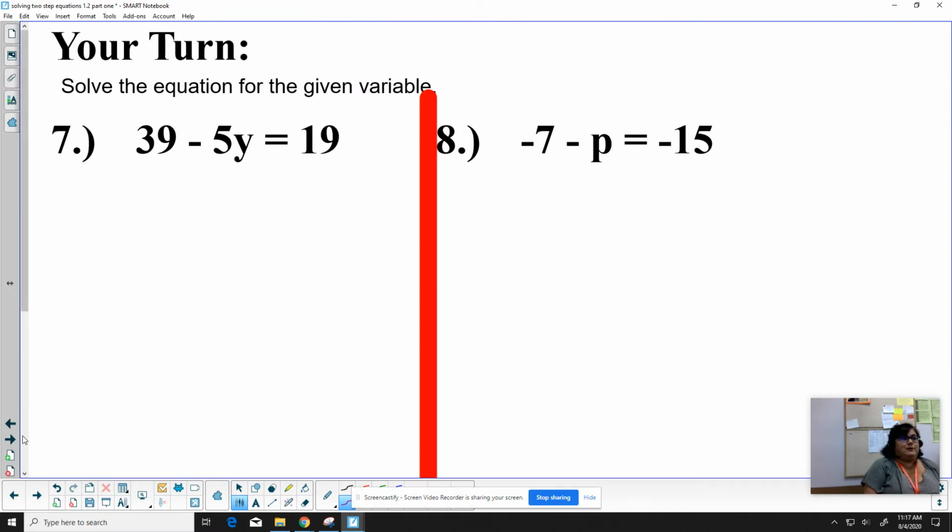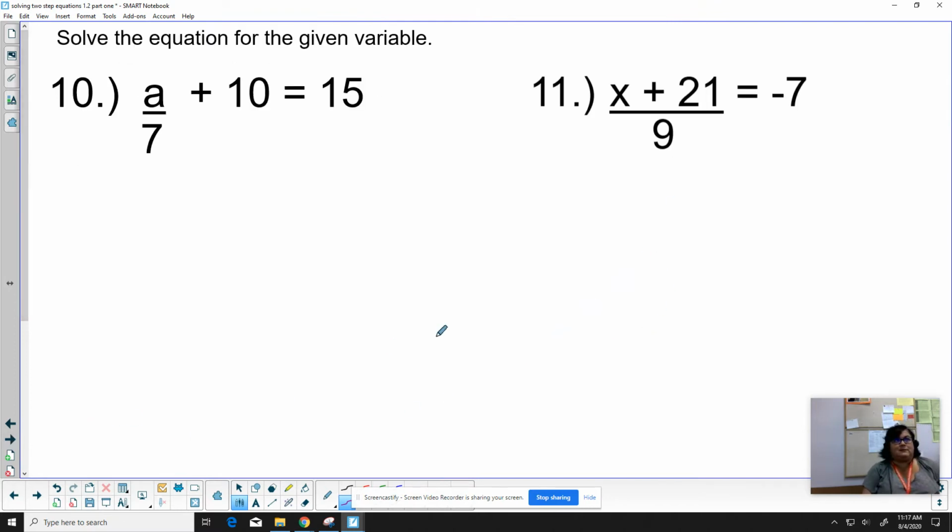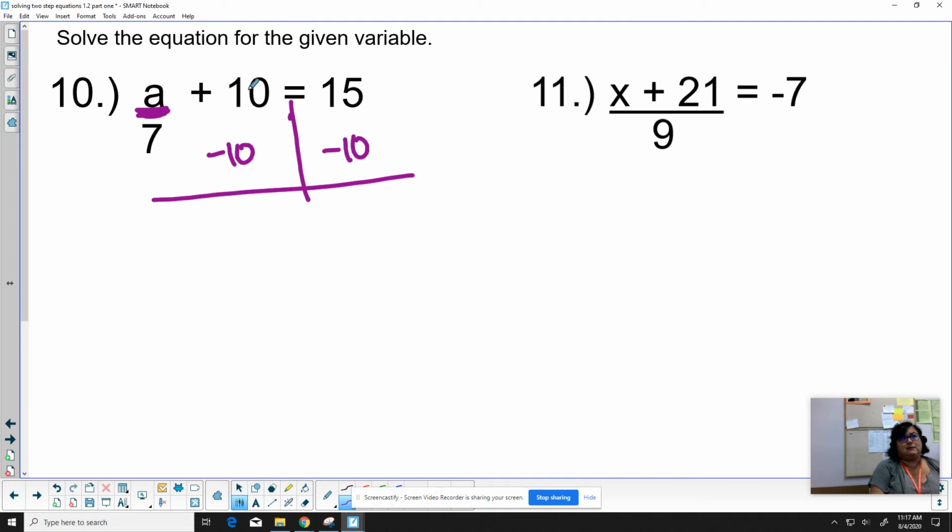Okay, I've got more here. Let's try one of these. So I've got this kind. Notice this is different because it's got a fraction bar in it. Remember, the fraction bar means divide. So when we get rid of it, we're going to multiply. So again, we're going backwards through PEMDAS. So I'm going to subtract 10, both sides. That crosses out. This whole thing drops down.